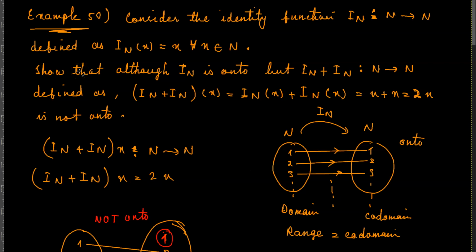Okay, so continuing the same discussion that we had before, in order to show that I of n is onto, you can simply show that for every y belonging to the codomain of this function, there exists an element x belonging to the domain of the function that can be used as a pre-image for that element, and that means that this function is onto, right?